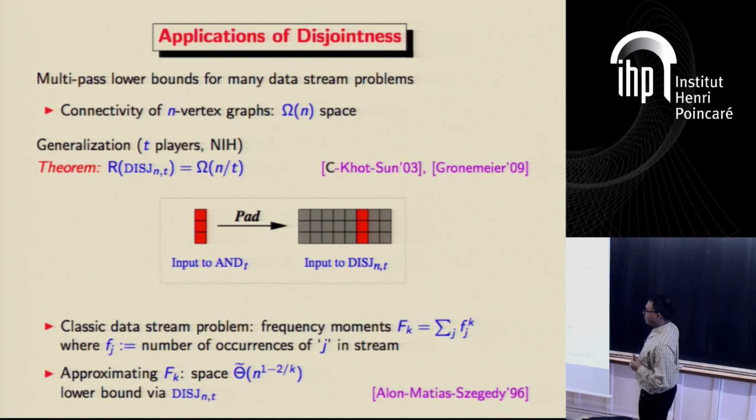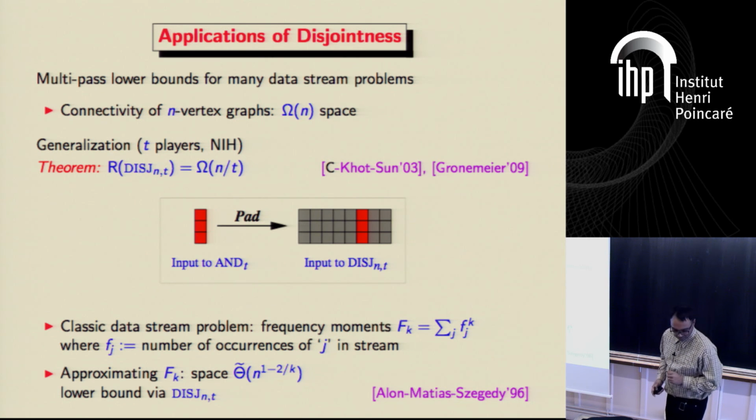So what this enables us to do is to address this classic data stream problem of estimating the frequency moments of a stream. The frequency moment of a stream is defined as the sum of the kth powers of the frequencies of the individual items. This is known to be solvable in space n to the 1 minus 2 over k. This is a result of Alon, Matias and Szegedy, and now using this result, one can get a matching lower bound, well, at least up to log factors.